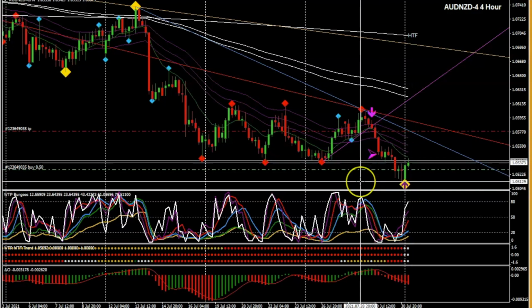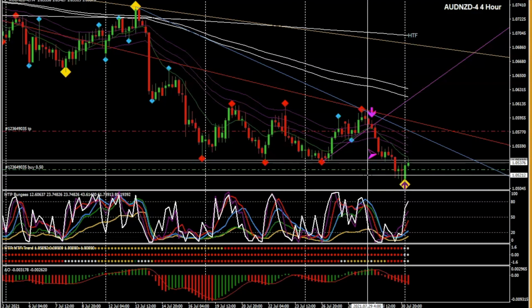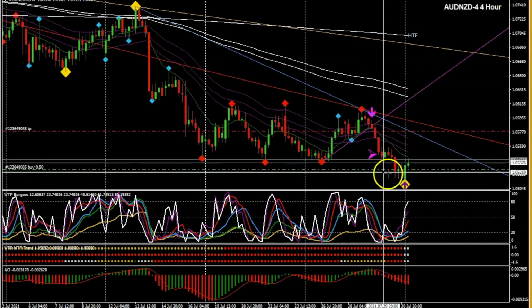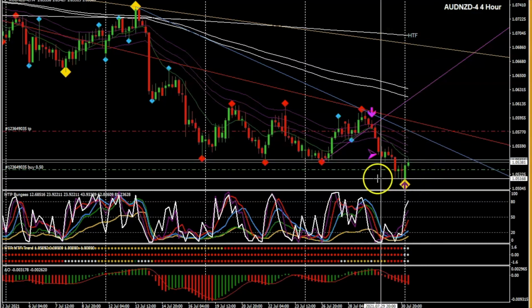We also had confirmation on a lower time frame of a trend line break trade based on our automatic trend lines. I entered a buy trade and I set my profit target up here. Let's see what happens.